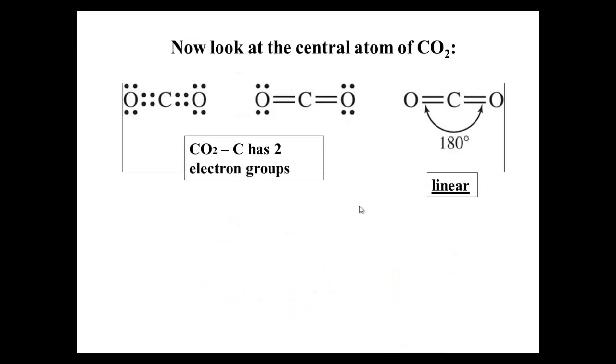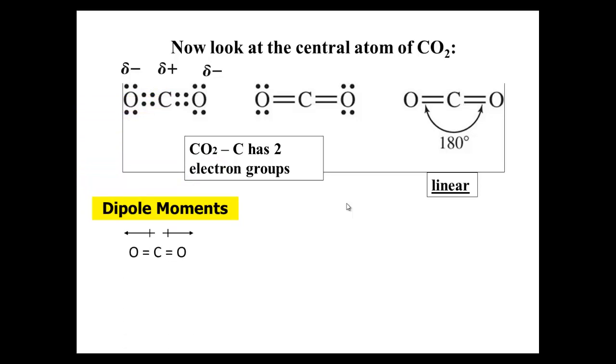So here's our carbon dioxide again. Remember, we just looked it up. Oxygen's more electronegative. Carbon would then have that partial positive charge. And notice that the carbon dioxide has 2 electron groups for the central atom, and that would make it linear. The main thing I want you to notice here is your dipole moments.